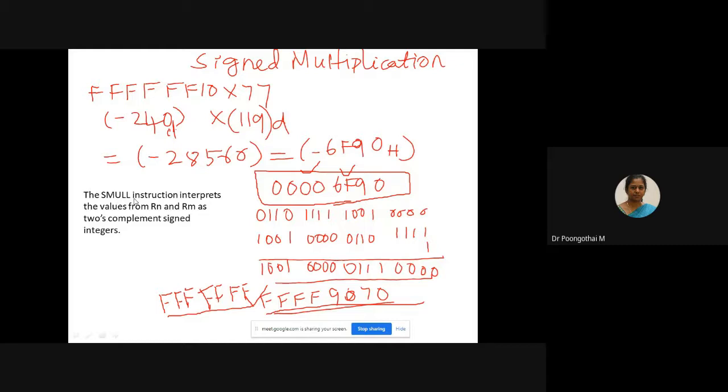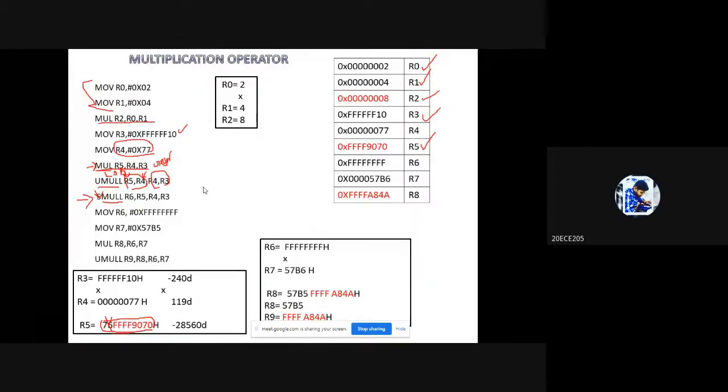See, the SMUL instruction interprets the values from Rn and Rm as 2's complement signed integers. Is that clear, students? So it will perform 240 by 119. We are supposed to get this answer, but in your Keil microvision, you will be getting the 2's complement result.